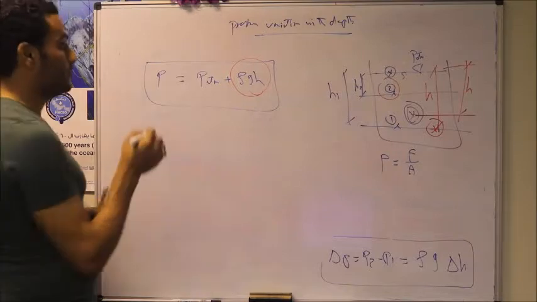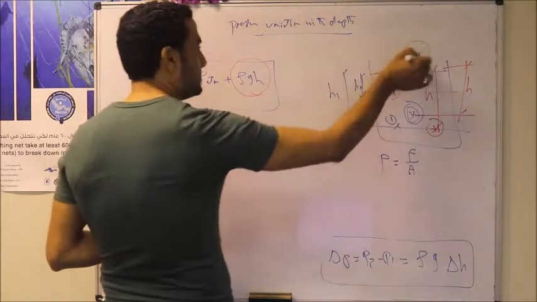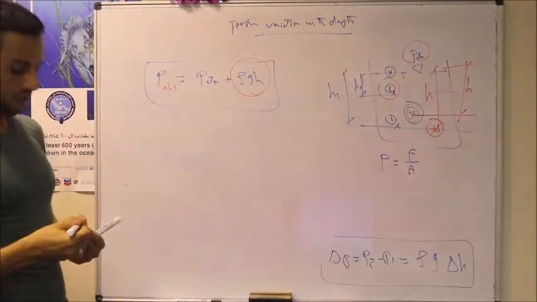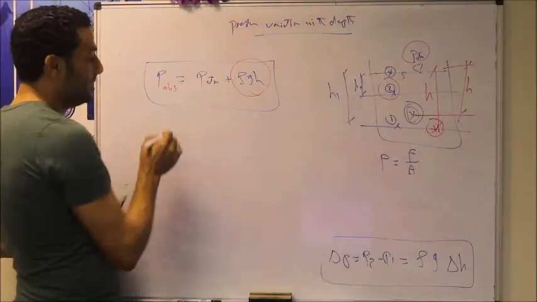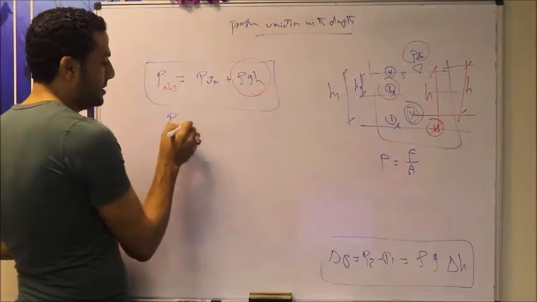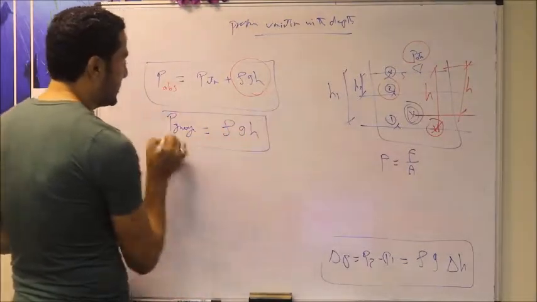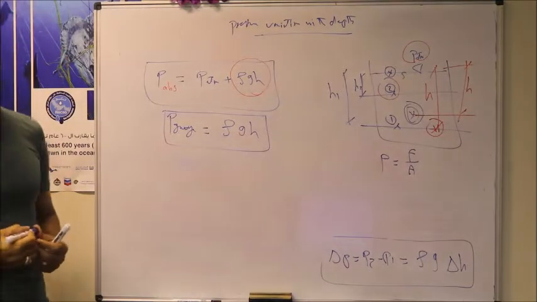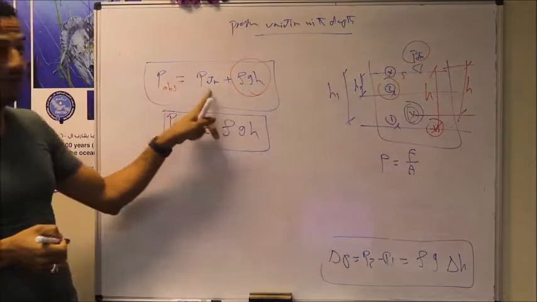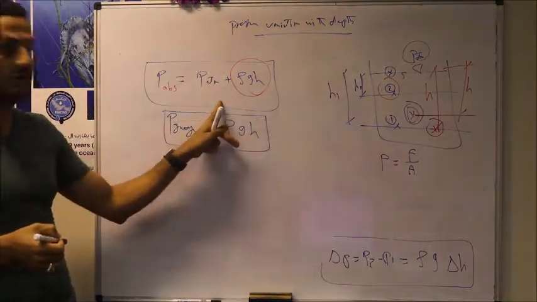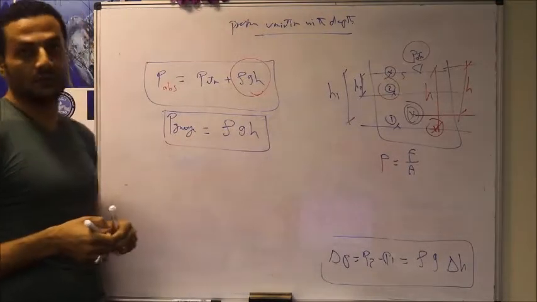This pressure is called the absolute pressure, because in this case we have considered the value of the atmospheric pressure. If we did not consider the atmospheric pressure and considered only the weight of the fluid, then this pressure is called the gauge pressure, which is equal to rho g multiplied by h. Because we have the relation P gauge is equal to P absolute minus P atmospheric. So if we subtract P atmospheric from here, we get the gauge pressure, which is equal to rho g multiplied by h.